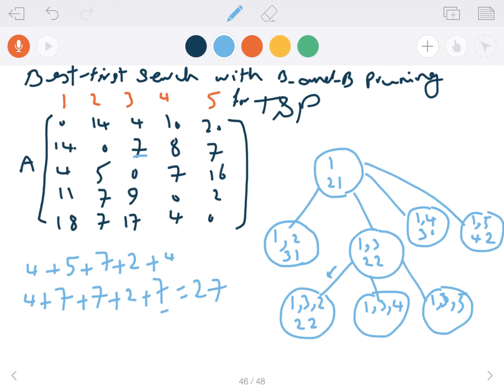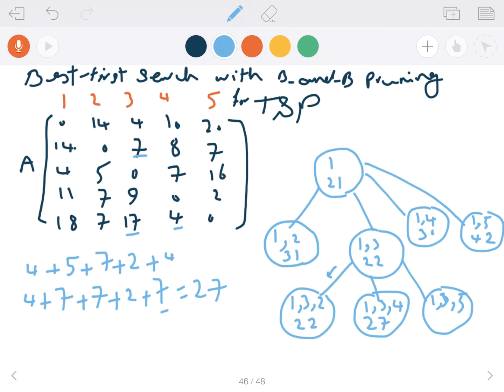From node 5, we cannot go back to node 4 or 3, so these are eliminated from our choices. The only option that we have is going back to node 1 or going back to node 7. So that's going to be the minimum, 7. So together these values will sum up to 27.